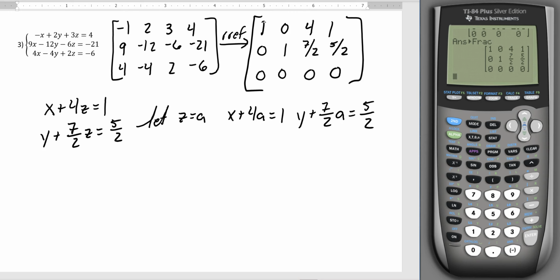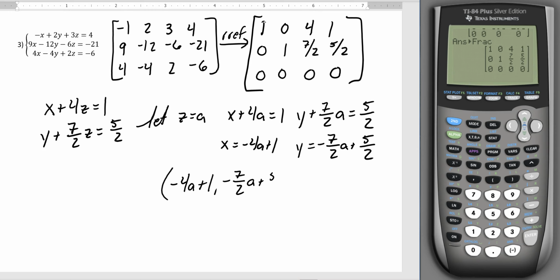So we'll subtract 4a, so x will equal negative 4a plus 1. We'll subtract the 7 halves a, so y will equal negative 7 halves a plus 5 halves. And then we'll write our coordinate pair where x is this value, y is this value, and z, of course, is a. So that would be parentheses, negative 4a plus 1, comma, negative 7 halves a plus 5 halves, comma, a. And there we go.